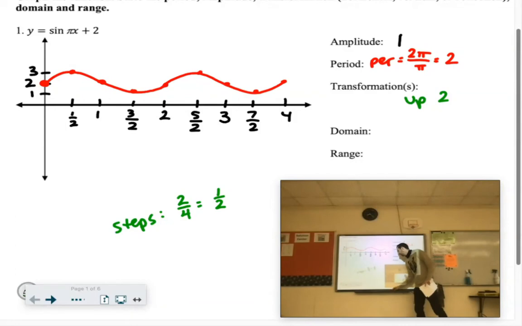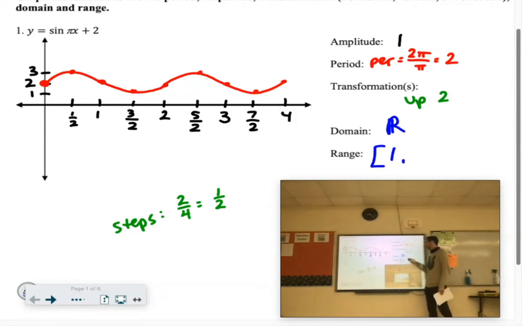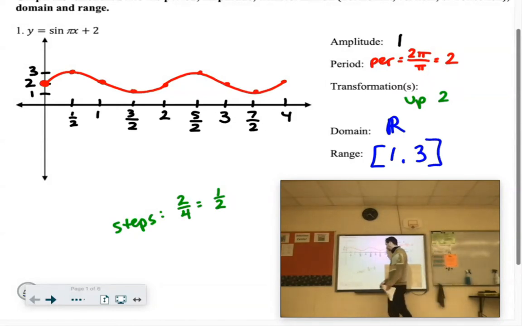This goes on forever. And all the domains for sine and cosine are going to be all real numbers. Or you could say negative infinity to positive infinity. The range, the lowest we hit was 1, the highest we hit was 3. So we're going to list that as bracket 1, 3, closing out with brackets. Cool.